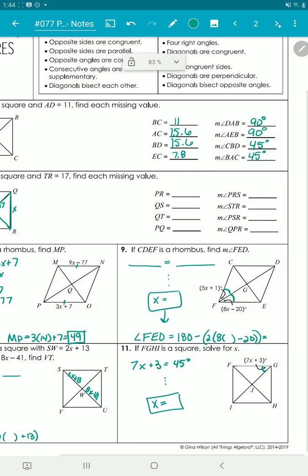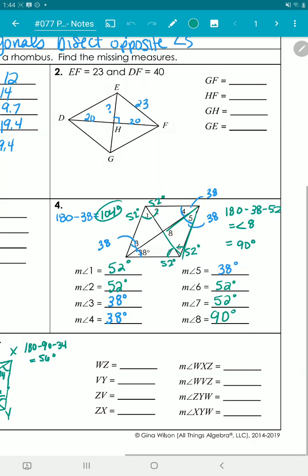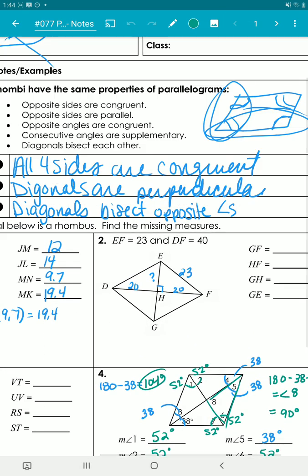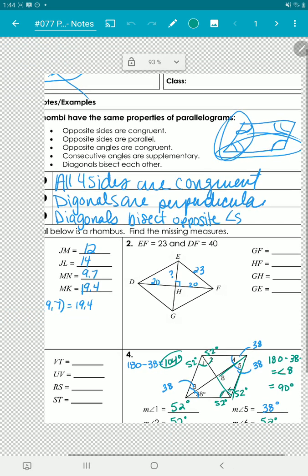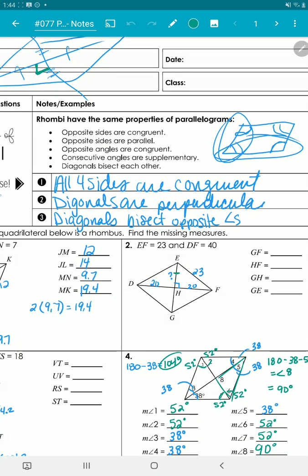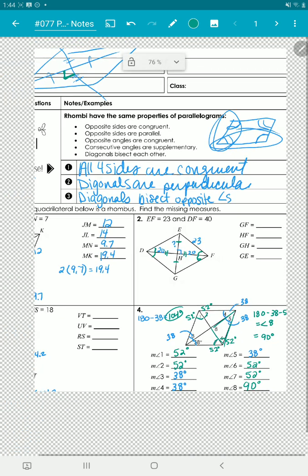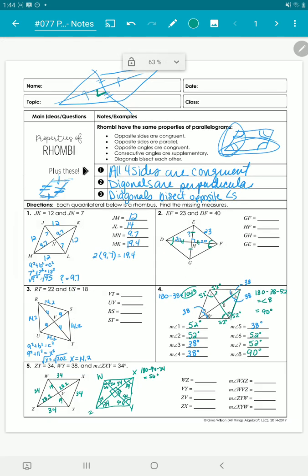So again, squares have it all. Rhombi have the inside right angles. You have the opposite sides still. You have the bisected diagonals. Okay, and you have these angles on the inside here are the same. They're cut in half.